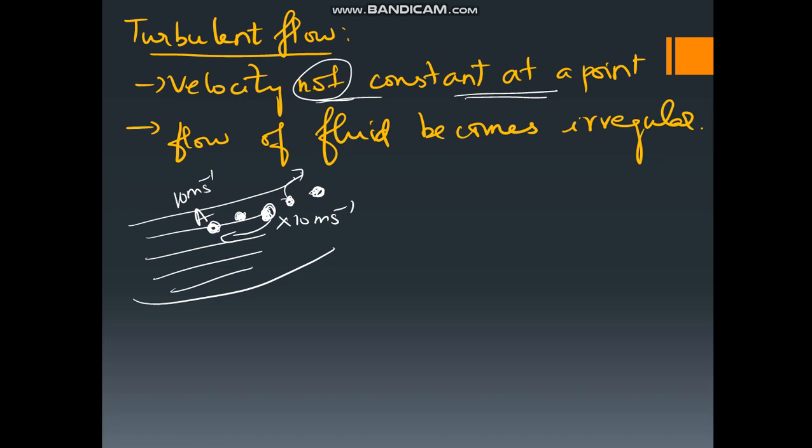If it is constant, then it is streamlined flow. In turbulent flow, the flow of fluid becomes irregular. You would have seen in the news that when they open a dam, all the water jumps and goes. That is turbulent flow. So if the Reynolds number is greater than 2000, then it is turbulent flow.